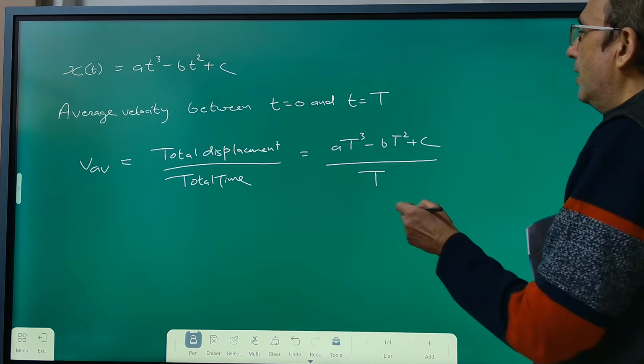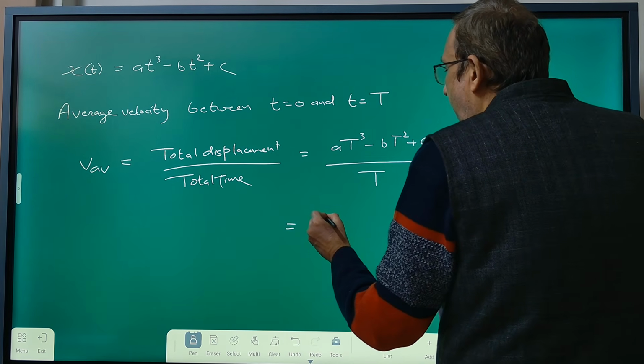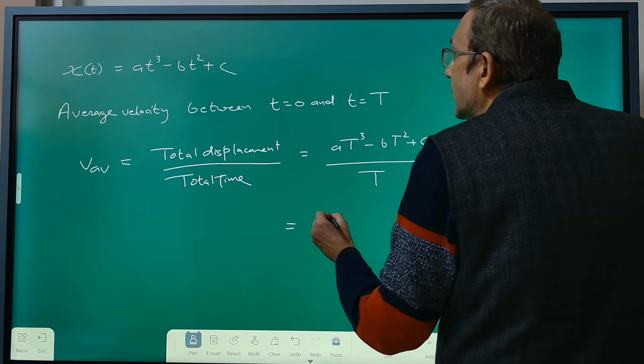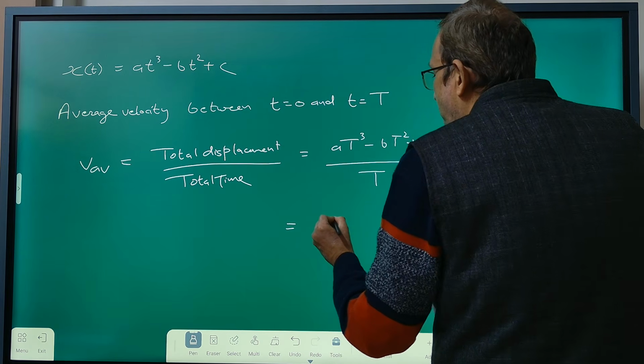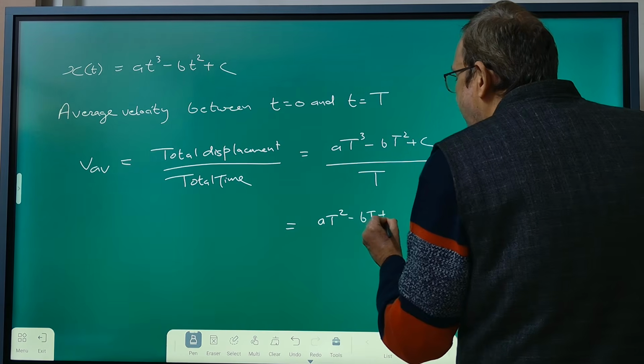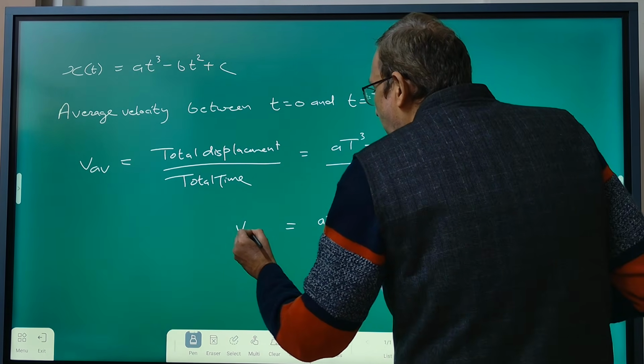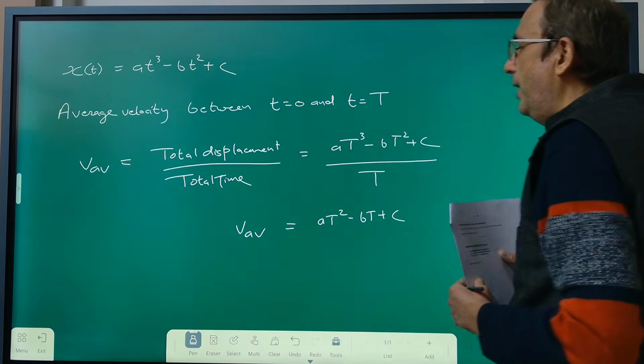So once you do it, what you will get is a t square minus bt plus c. So this is the average velocity that you get.